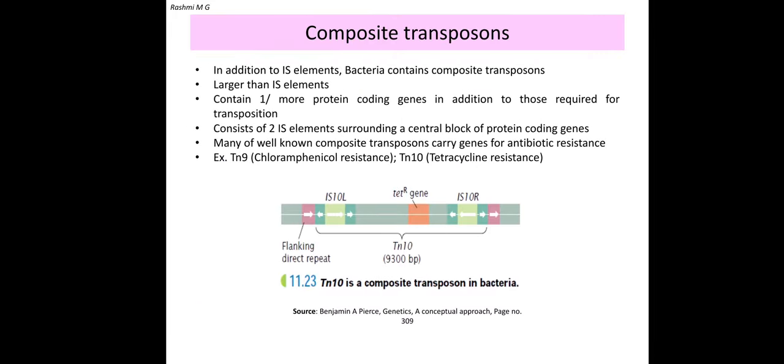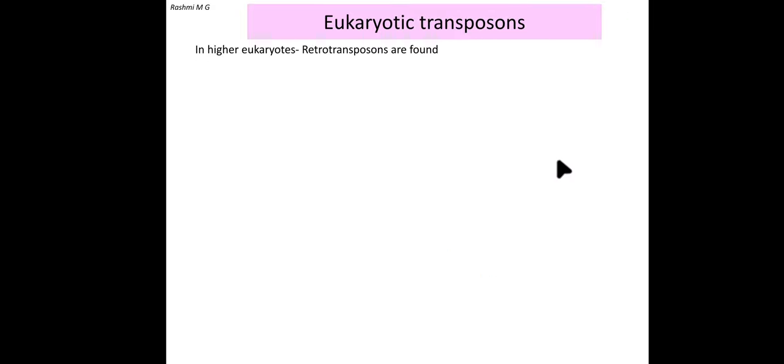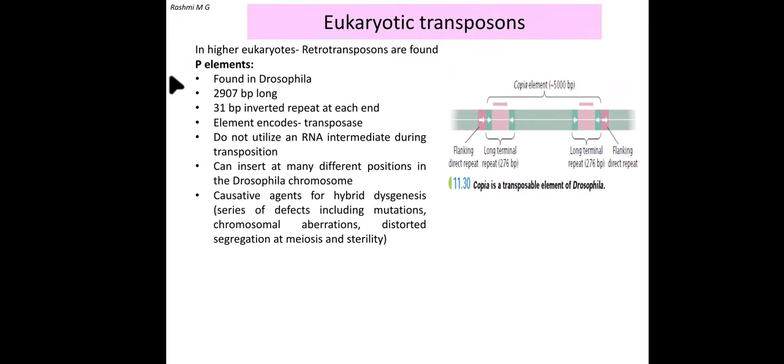Next, we learnt about composite transposons. In addition to IS elements, bacteria contain composite transposons, which contain one or more protein coding genes. Here, Tn10 is a typical example of a composite transposon, which has a tetracycline resistance gene in addition to the transposase gene. And we also studied the eukaryotic transposon, especially the P elements found in Drosophila.